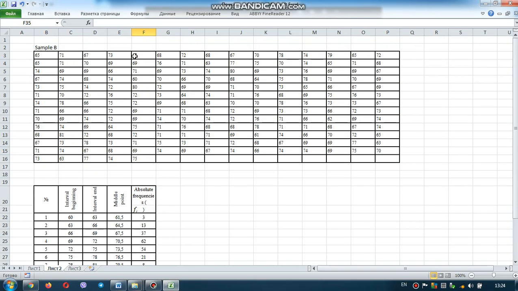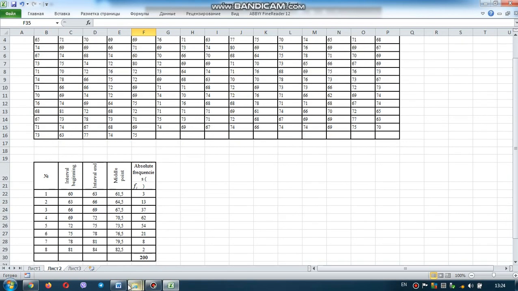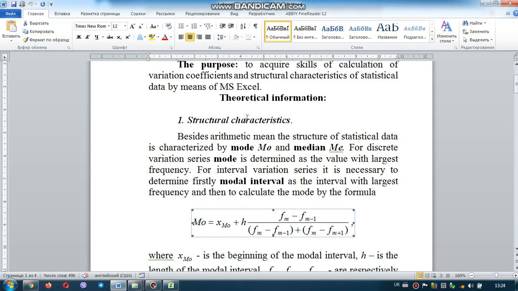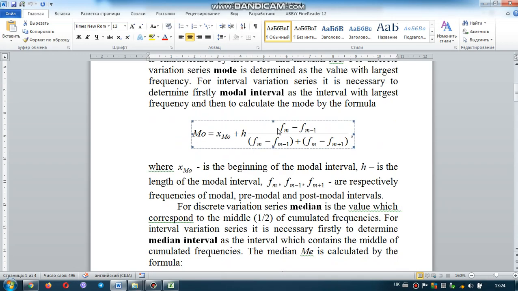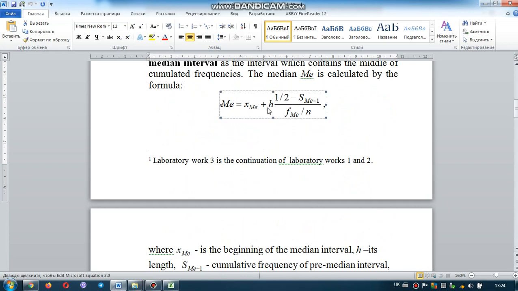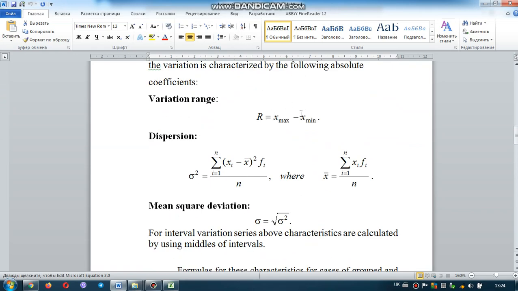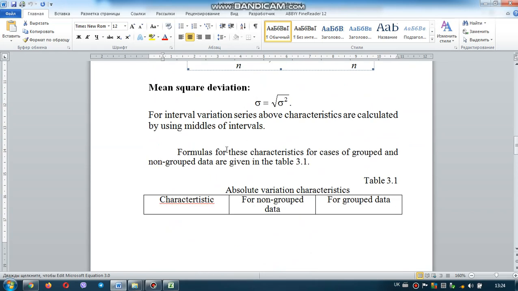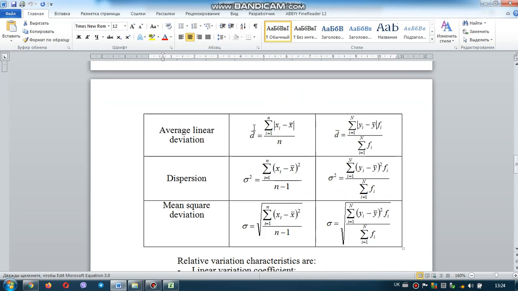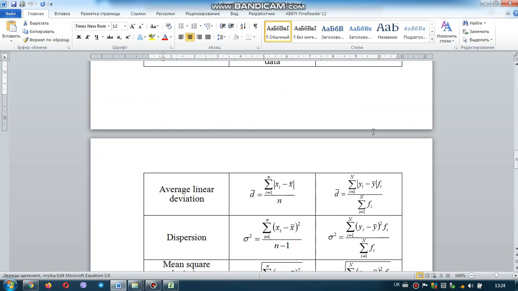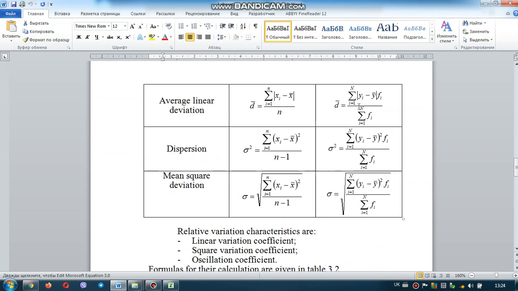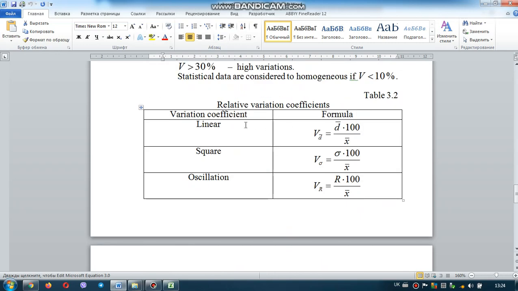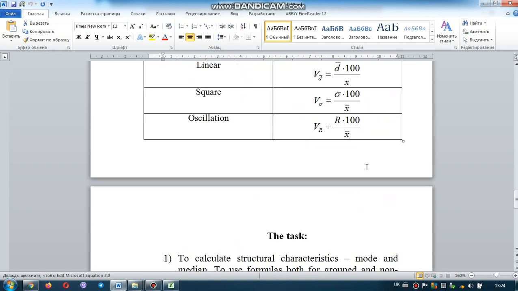And now we have to calculate all of the indices for the sample B. So we have to determine the mode value for sample B, median value, variation range, dispersion, mean square deviation, and average linear deviation, as well as the relative variation coefficients.